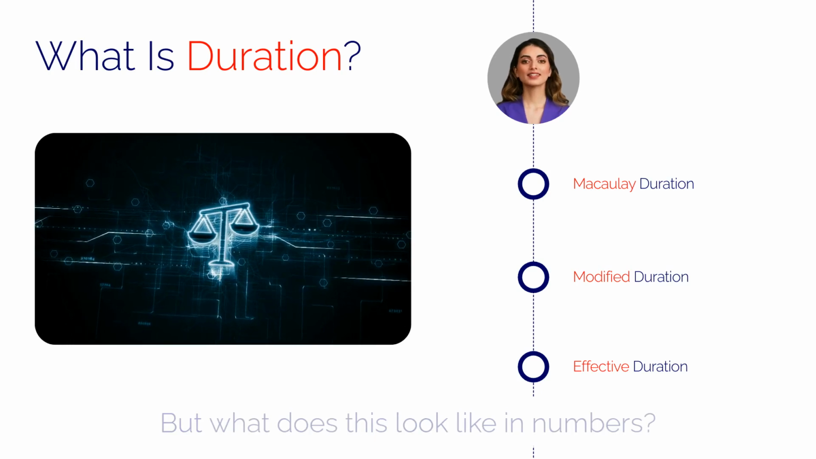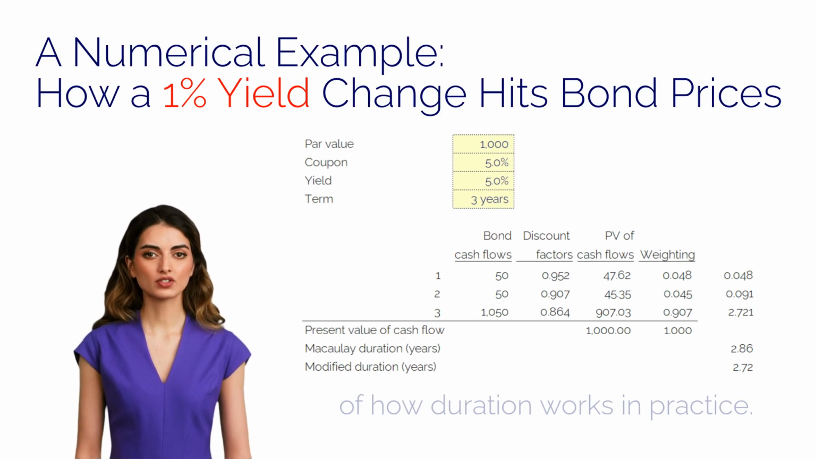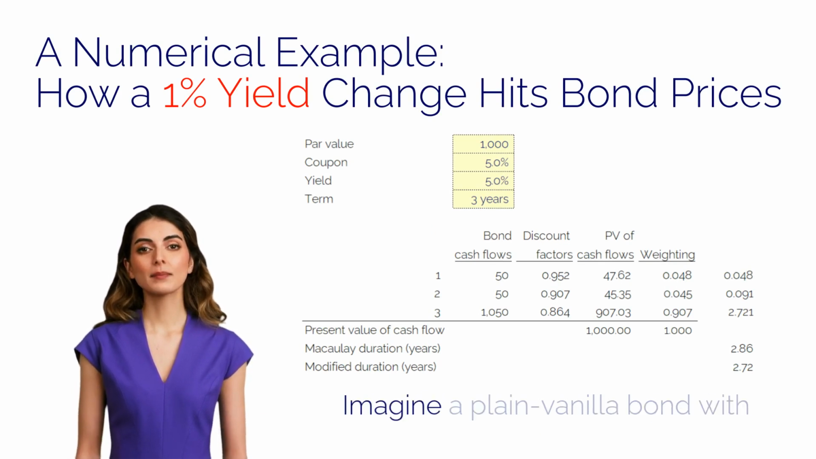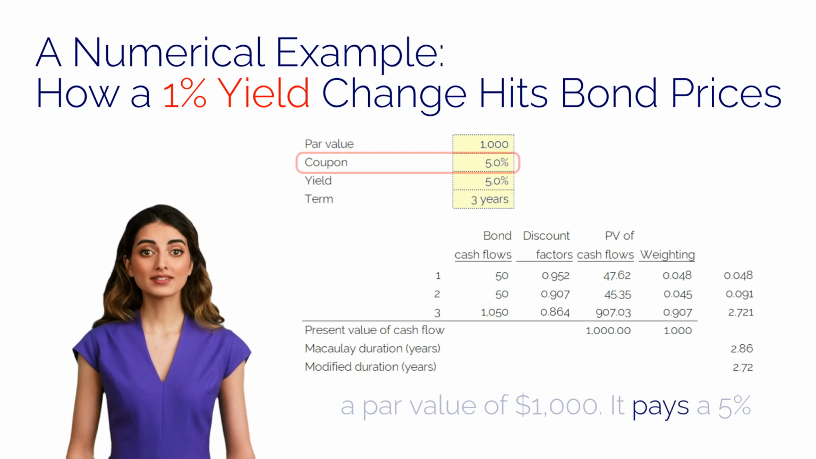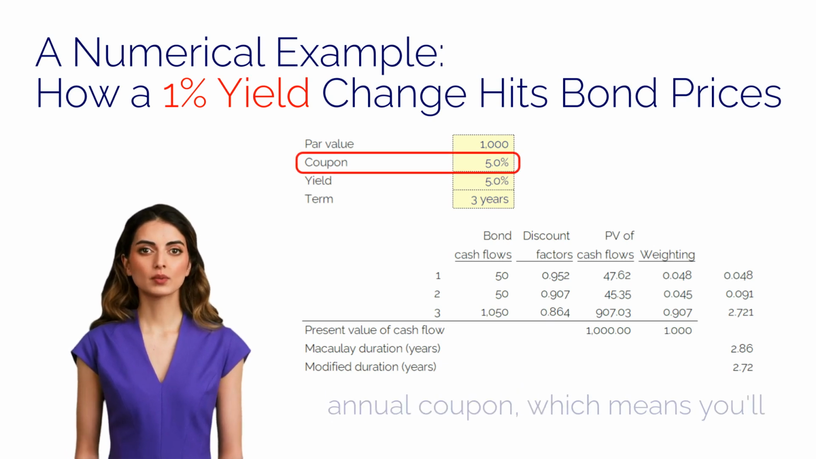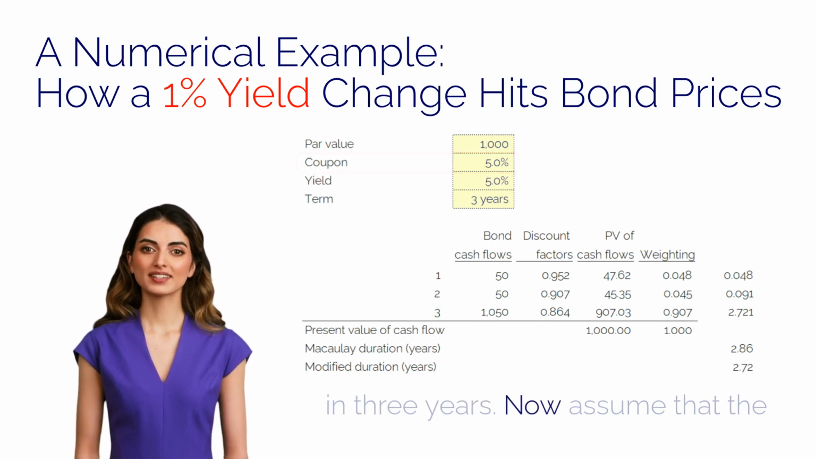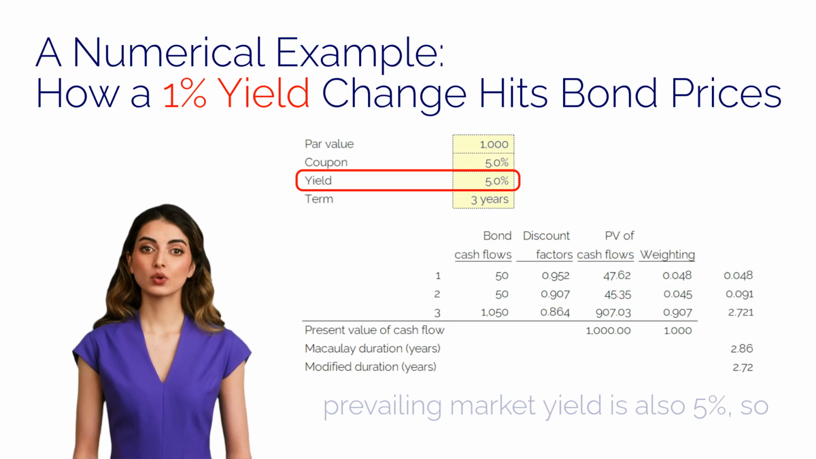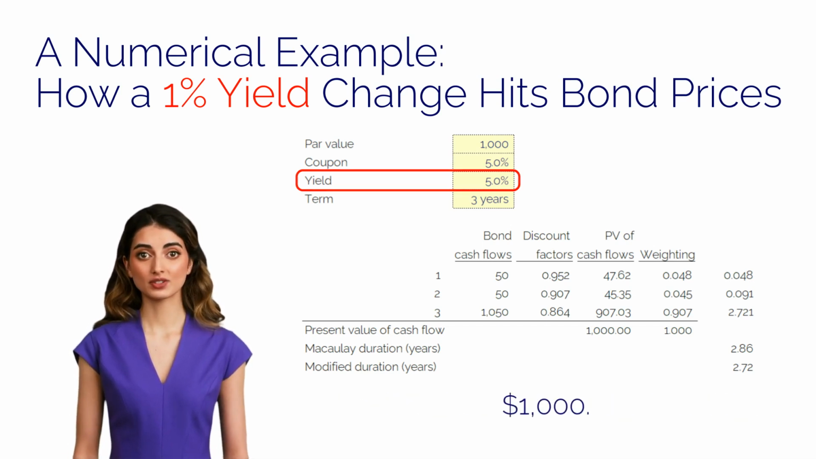But what does this look like in numbers? Let's walk through a simple example of how duration works in practice. Imagine a plain vanilla bond with a par value of $1,000. It pays a 5% annual coupon, which means you'll receive $50 each year, and it matures in 3 years. Now assume that the prevailing market yield is also 5%, so the bond is priced at par, exactly $1,000.